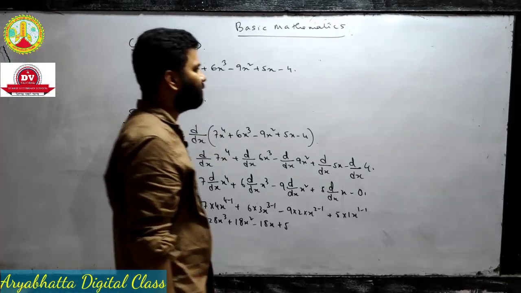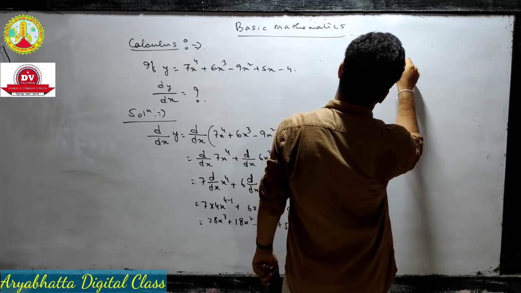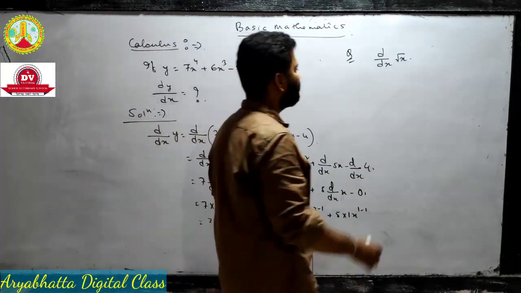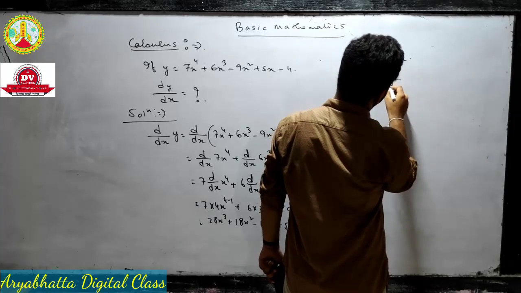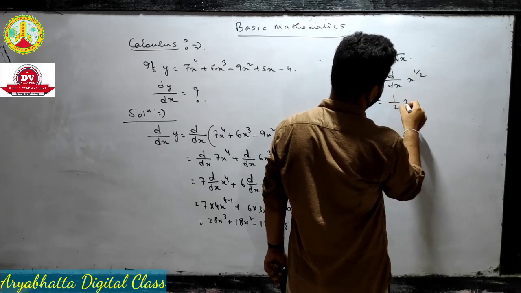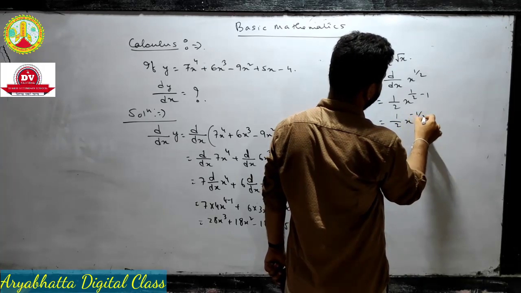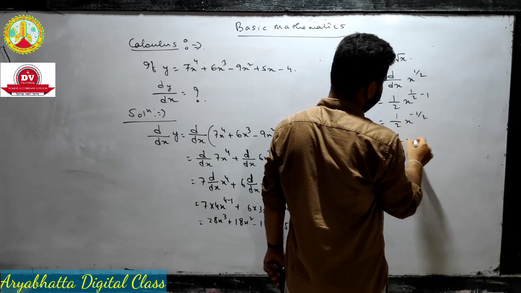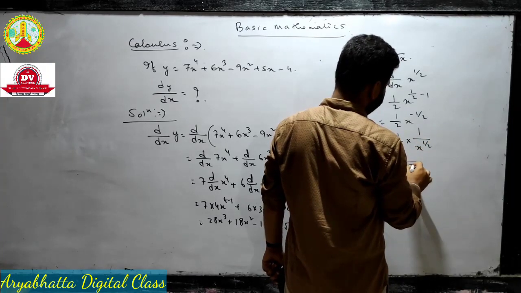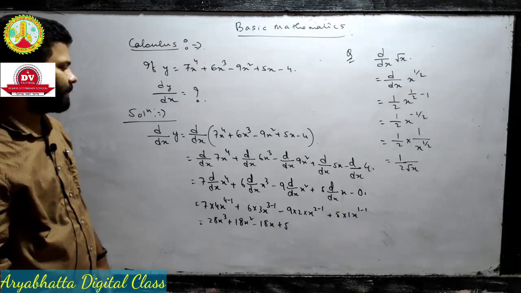Acha, how will you solve another question? d/dx of root x. How will you differentiate it? So d/dx of root x, very simple. Root x means x to the power half. So it is half x to the power half minus 1, which is half x to the power minus half, that is half into 1 by x to the power half. This is the d/dx of root x. Okay. So these are the ways.